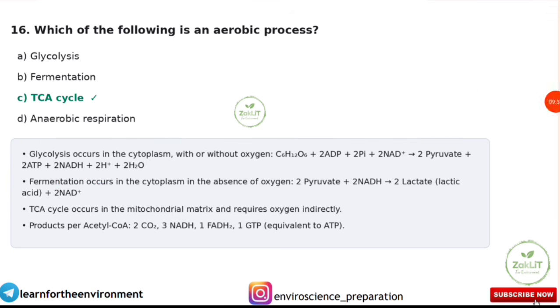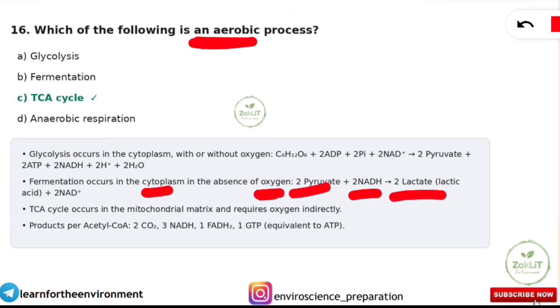This equation also you should know, it can come. Fermentation, next option was fermentation. It occurs in cytoplasm in the absence of oxygen. So it is anaerobic. It is not an aerobic process. So here you should also read carefully anaerobic. There is a space in between aerobic. That means it is telling it should be aerobic. So in fermentation, what reaction happens? 2 pyruvate reacts with 2 NADH to produce 2 lactate, that is the lactic acid, plus 2 NAD plus.